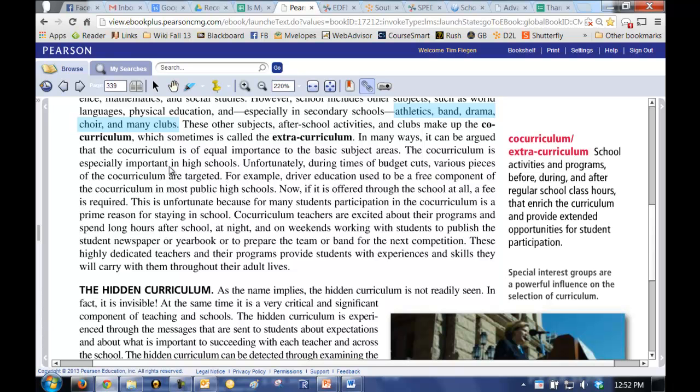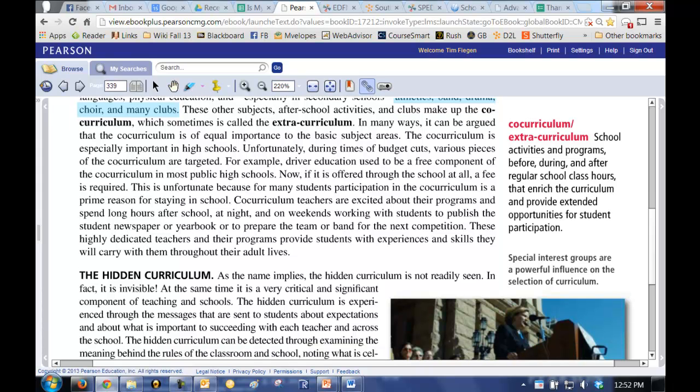The curriculum is especially important in high schools. Unfortunately, during times of budget cuts, various pieces of the co-curricular are targeted. For example, and I remember this, driver's ed used to be a free component of public schools. You don't remember that, but that used to be the standard. Every school had this in there, and now I don't know of any schools that offer it, and if they do, you pay for it. Most of it's run through community type things.